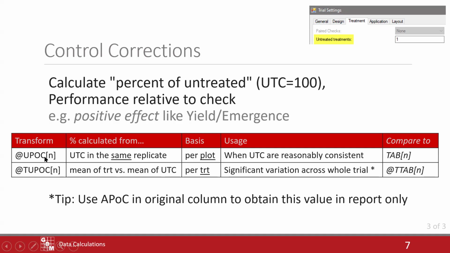Then if you don't quite have that consistency in your check, we really don't have a middle option for the percent of untreated. We kind of drop down to the bottom where you just take the mean of your treatment versus the mean of the check. So now you're going to get a per treatment value if you use the TUPOC. Same idea as what we talked about with tab versus the T-tab. And also there's an automatic, so APOC, if you want those percentage values in your report, but you don't want to create a separate column.